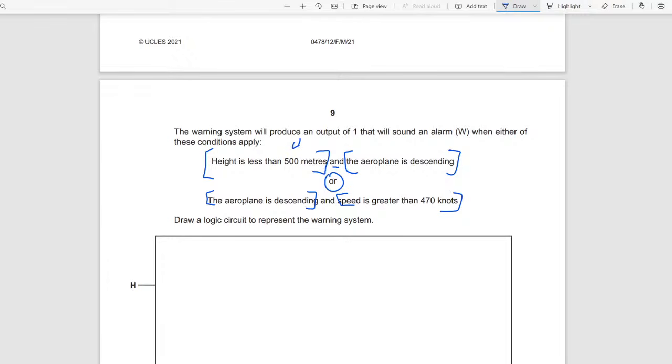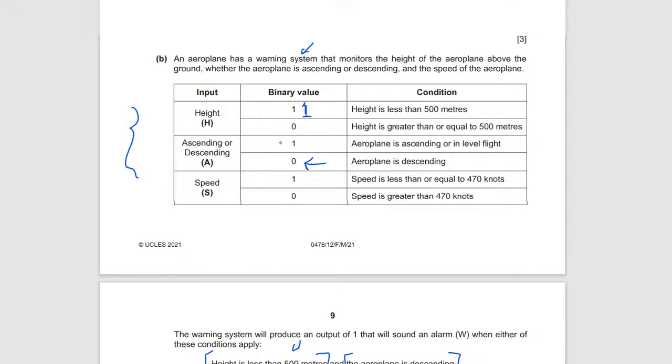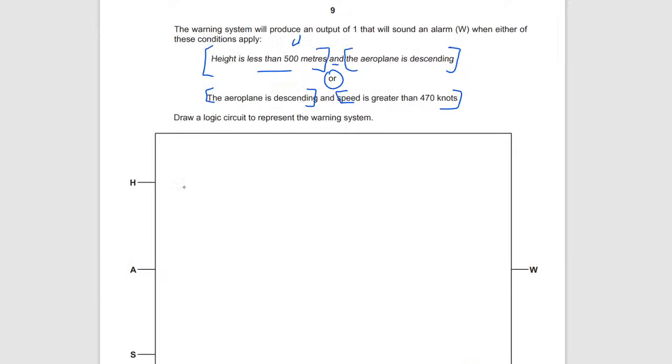So let's see. 1 second, guys. Let me just plug in the charger. Okay, there you go. So the first one is the height is less than 500 meters. So if the height is less than 500 meters, we saw that it's just 1, meaning we just draw a straight line. Nothing to do with H.